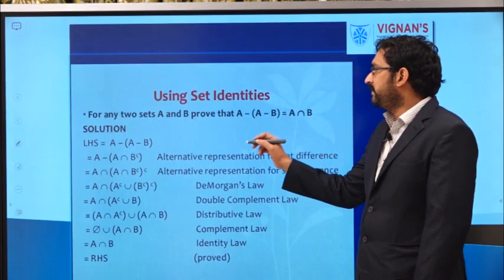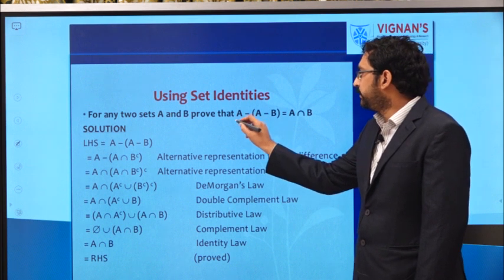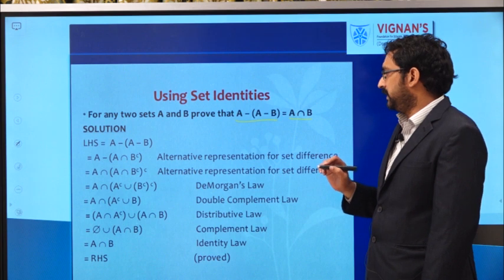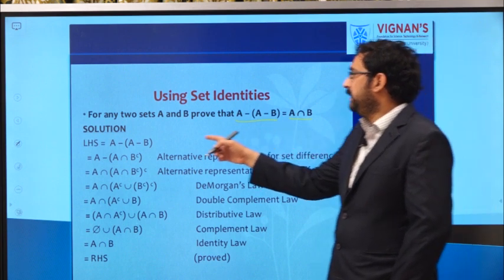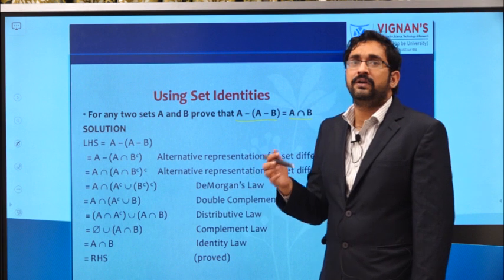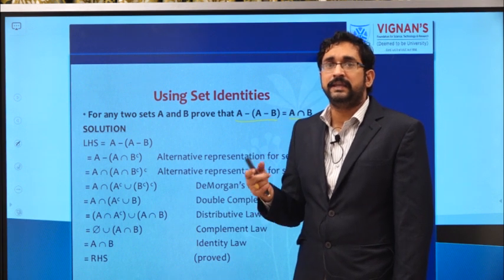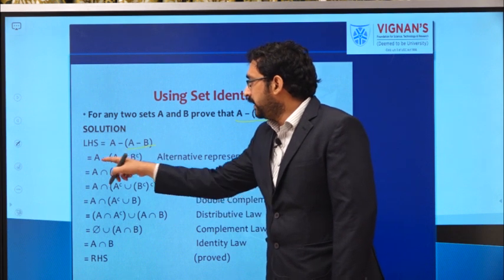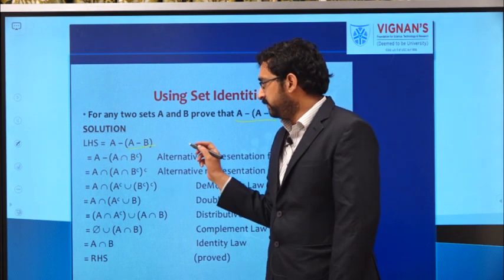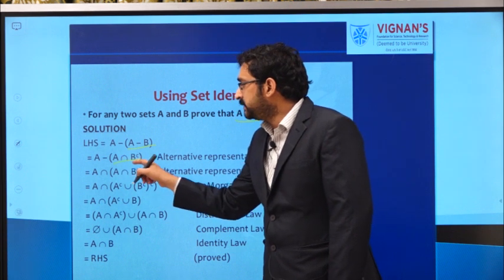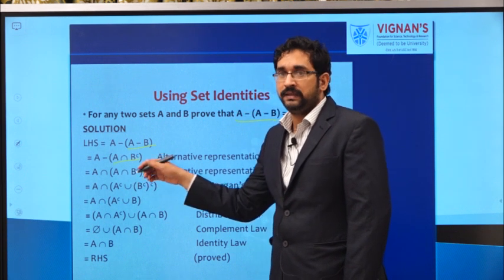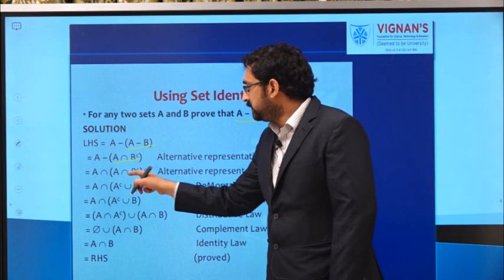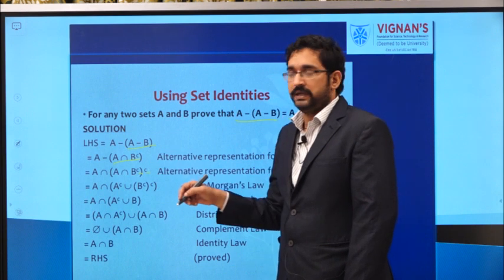Next, one more problem. Using set identities, we have to prove that A minus (A minus B) equals A intersection B. So take the left hand side, A minus (A minus B). We know that A minus B can be written as A intersection B complement. That's why first expand this: A minus (A intersection B complement). Now if we assume this as B, it is in the form A minus B. Again expand it: A intersection (A intersection B complement) whole complement.